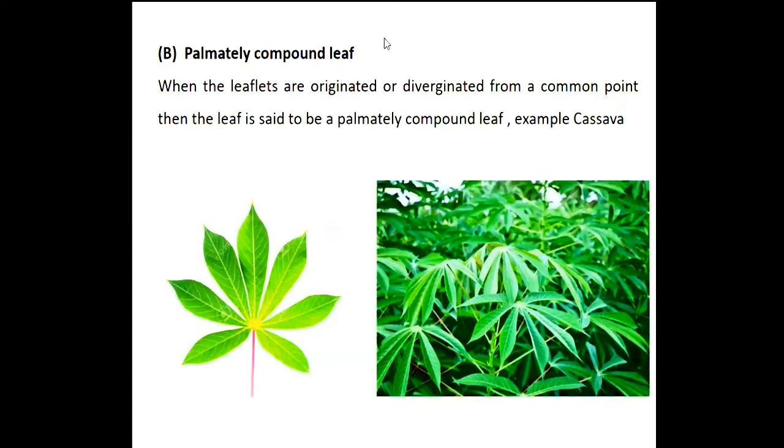Now, the palmate compound leaf, when the leaflets are diverging, that means they are spreading out. Divergence means spreading out. Diverging from a common point, then the leaf is said to be a palmate compound leaf. We have an example, cassava leaf. We have some other examples too.